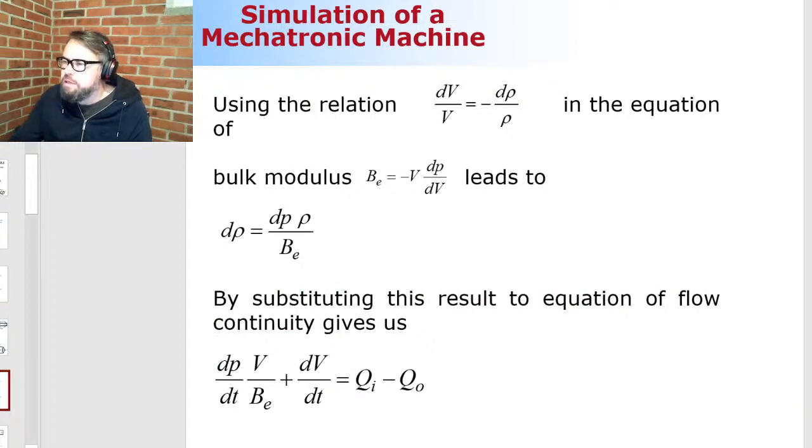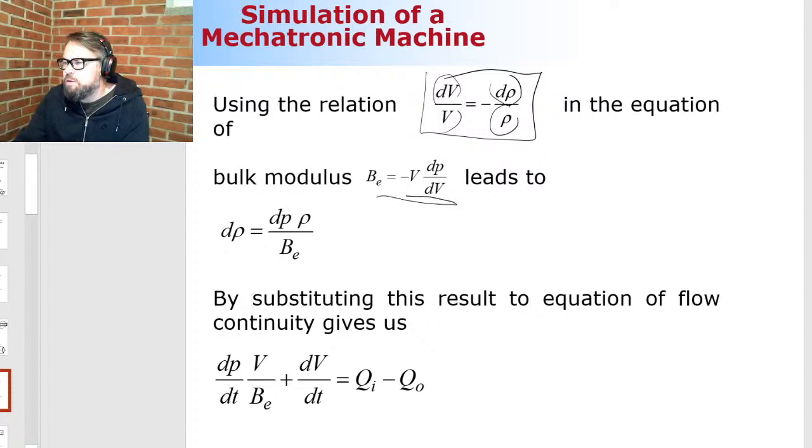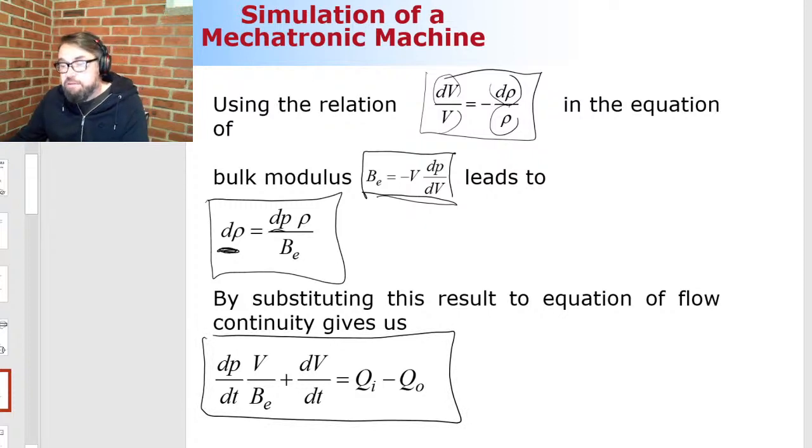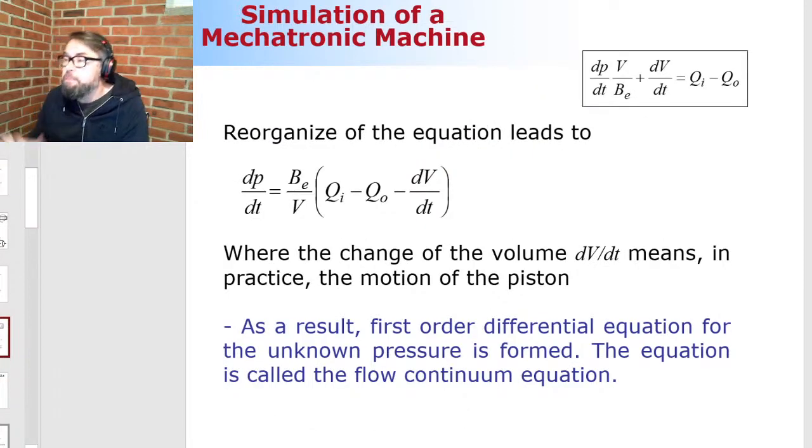Then I'm going to use this relation, which comes from the chain rule of differentiation. So volume change divided by volume is equal to minus density change divided by density. And then, using the effective bulk modulus definition, I'm going to get this very critical relation which tells me how the density change is associated with the pressure change. Once substituting that into my previous equation, this is how it reads. And finally, the highlight is this.